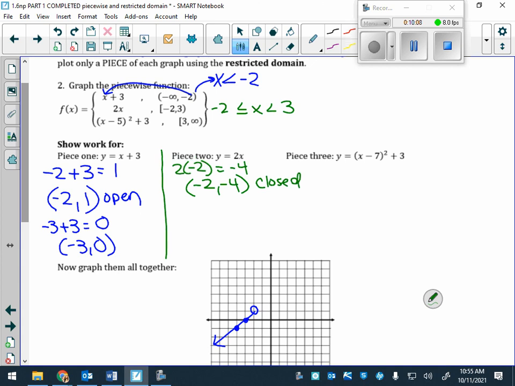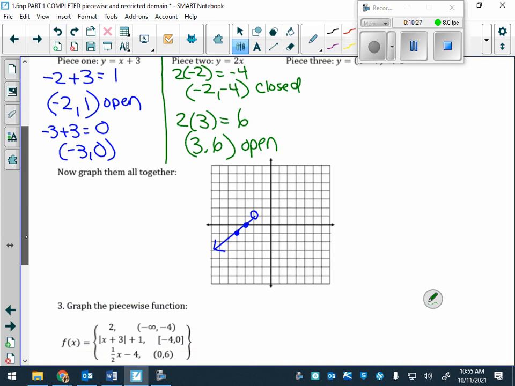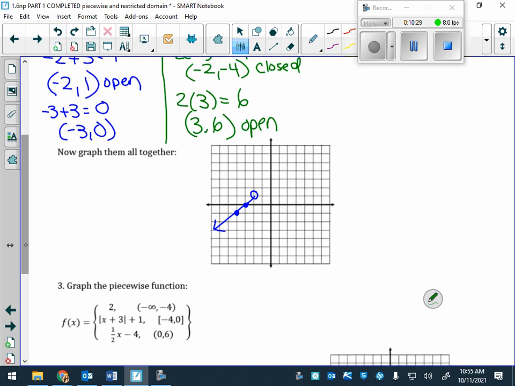Okay, then I could also do 3, which gives 6. So I have 3, 6 as my other point. And would that be open or closed? Go ahead. Open. Okay, so -2, -4, and then 3, 6.